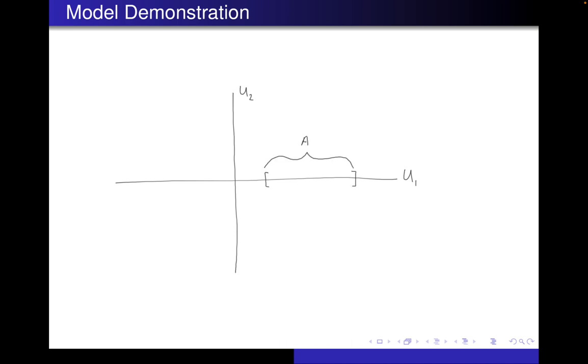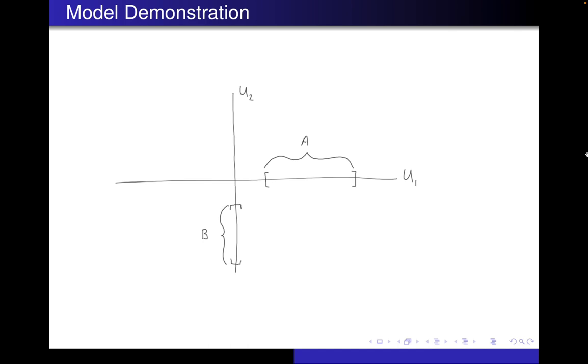If I want to visualize what A is, it's going to be some subset of U1. For me, again, it's helpful to think of it as an interval. So A is all the elements between those two brackets. And then B is going to be some subset of U2. So it's going to be literally some subset of the y-axis. But again, it's convenient to visualize it as an interval on the y-axis.